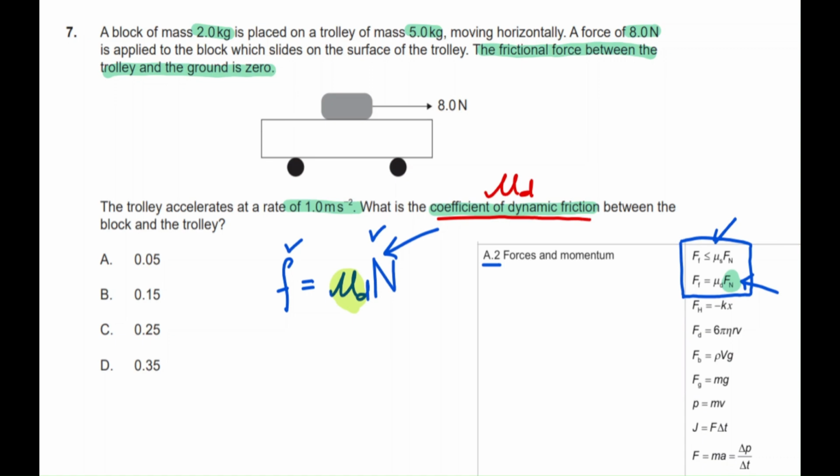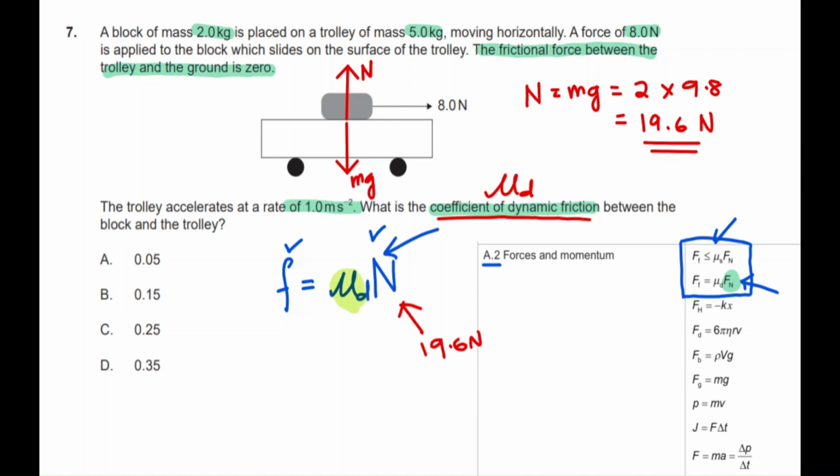If we look back into the diagram, we know that the normal reaction force on the block will look like this. The block is not moving up and down. We know that the normal reaction force on the block must be equal to the weight of the block itself. So we can straight away calculate this value. We have the mass of the block, which is 2 kg times gravity 9.8, and that will give us 19.6 Newton.